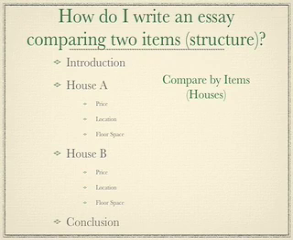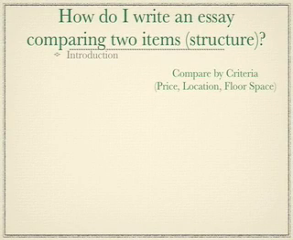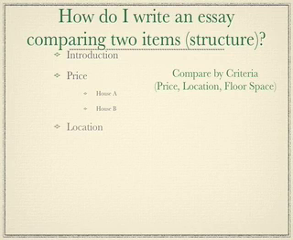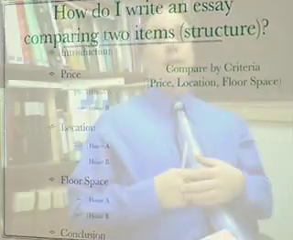Now, another structure to write this compare-contrast essay would be to compare by the criteria, to use the price, location, and floor space to actually structure it. So we have price, then we talk about house A and house B. Then we have location, again, house A and house B. Now, these could either be separate paragraphs, or these could both be in the same paragraph, depending on the length. Then floor space, house A and house B, and then your conclusion again at the end. It really depends on how long your paper should be or how deep you want to go into the comparison.